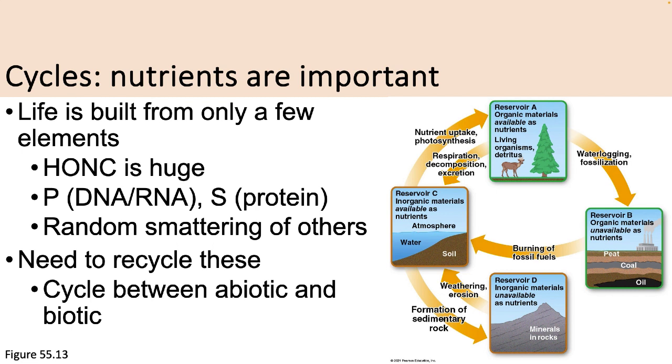The elements that turn out to be important are HONK: hydrogen, oxygen, nitrogen, carbon. Why? Because we're primarily made out of these things. We also have phosphorus and sulfur. Phosphorus because it's useful in DNA and RNA, sulfur because it's used in protein. So if we were to look at some type of nutrient cycle, we care about the ones that make us.